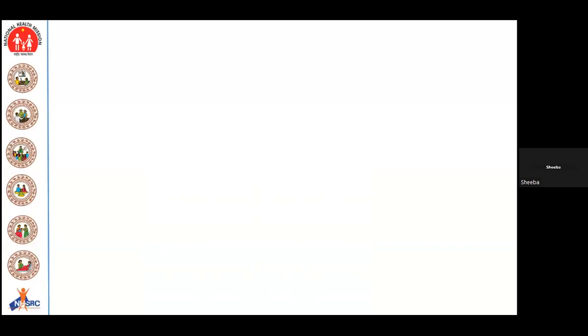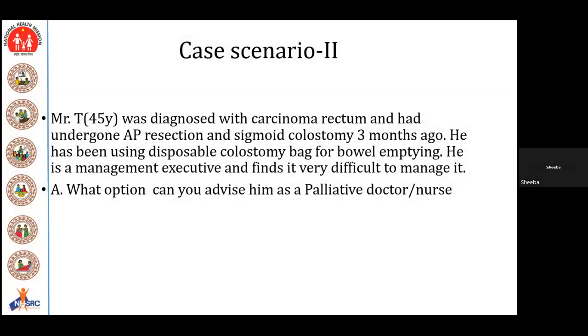So here, the thing is, this patient is having sigmoid colostomy. As I mentioned earlier, there are 4 parts of the large intestine: ascending colon, transverse colon, descending colon, and sigmoid colon. So if you do the sigmoid colostomy, the fecal matter is completely formed. So if there is a sigmoid colostomy or the end portion of the descending colostomy, then you can suggest colostomy irrigation.